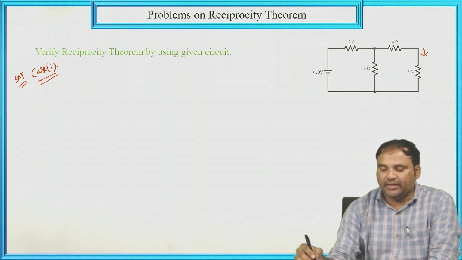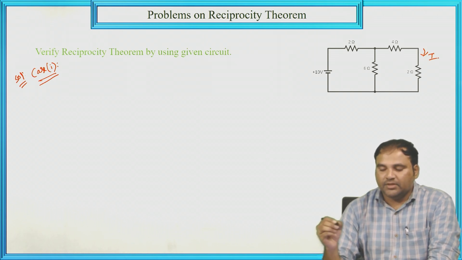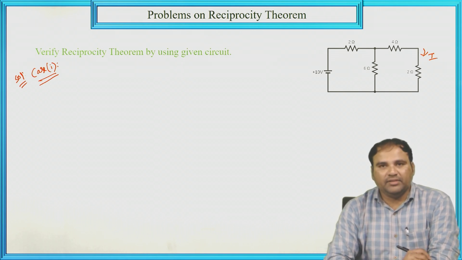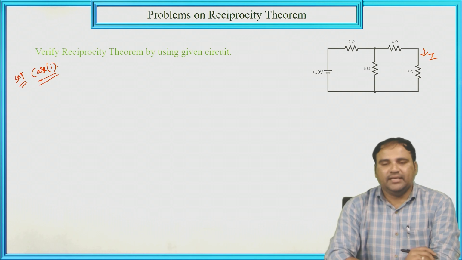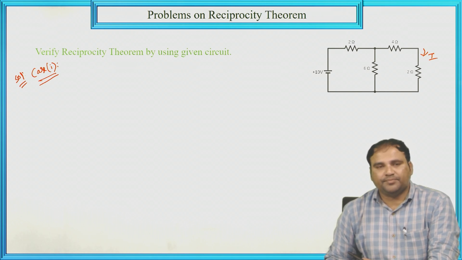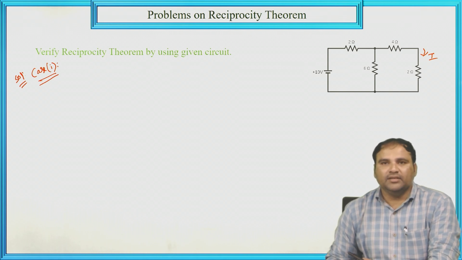Here I am taking the current through the 2 ohm as I. Now we have the 10 volt source and the resistors 2 ohm, 4 ohm, 6 ohm and 2 ohm. In this case we have to use Kirchhoff's laws, nodal analysis, or mesh analysis. These methods we have to use in the reciprocity theorem. For simplification, I will go for nodal analysis. A node is nothing but three elements connected at a single point.